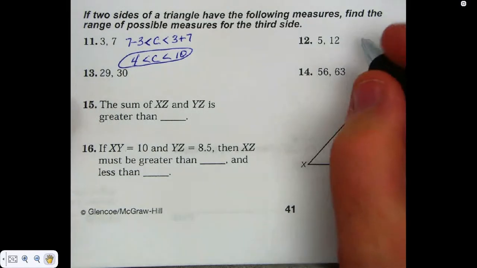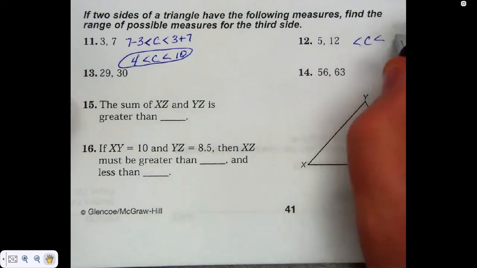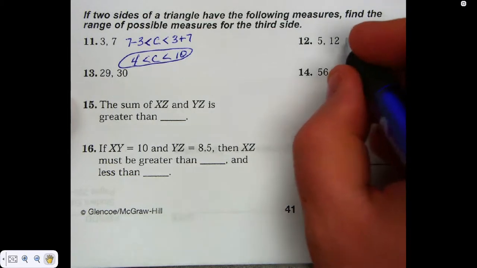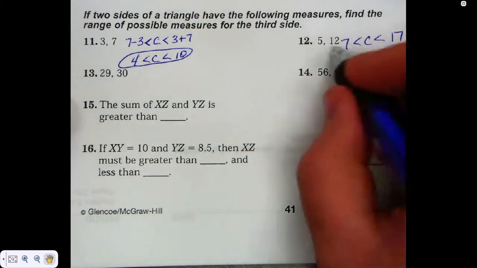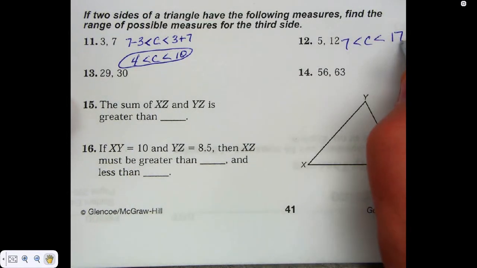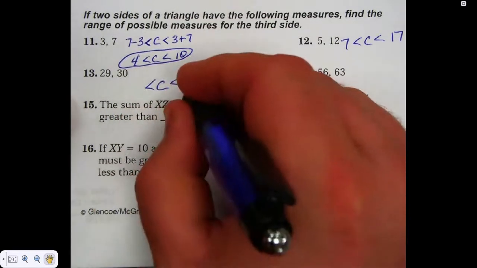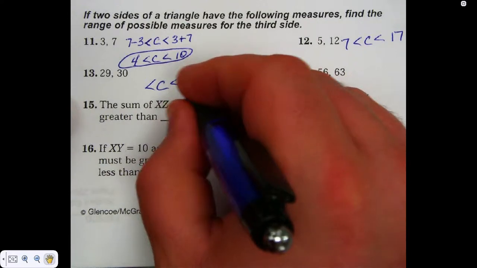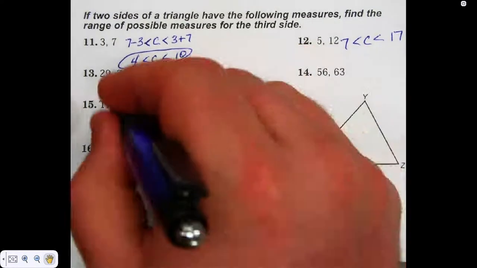Look at number 12. What do you think? What's the biggest number it can be? It's got to be less than 17 and bigger than 7. Does everybody see that? 12 minus 5 is 7. 12 plus 5 is 17. How about here? C has got to be less than 1500 and greater than 1. There you go.